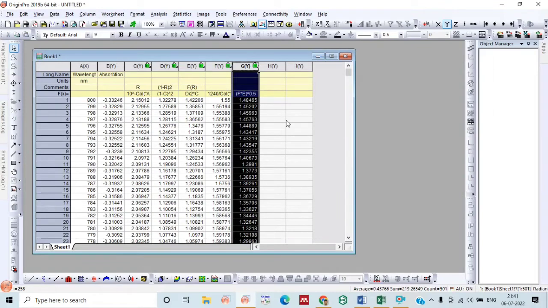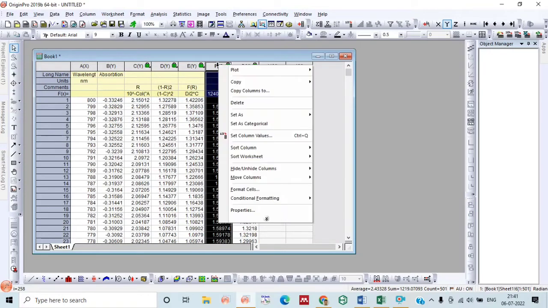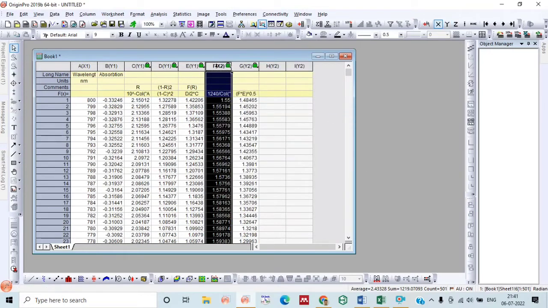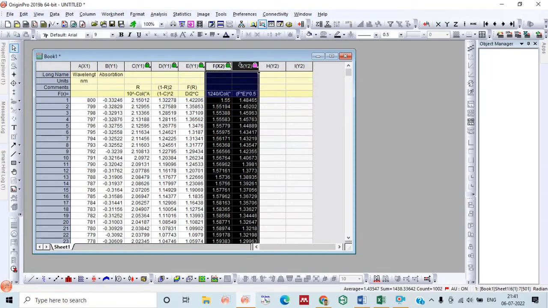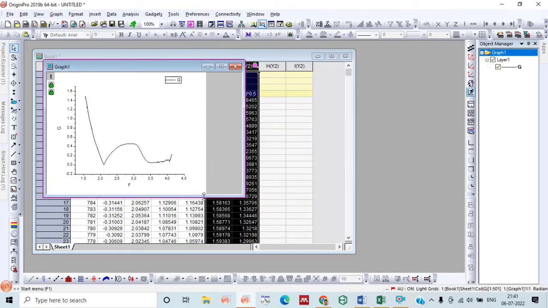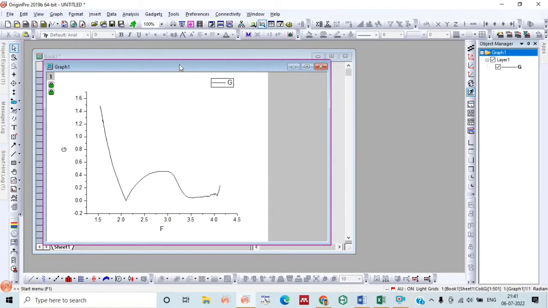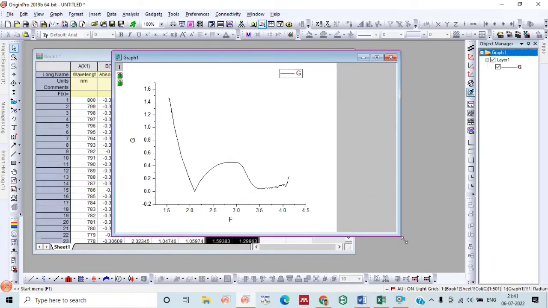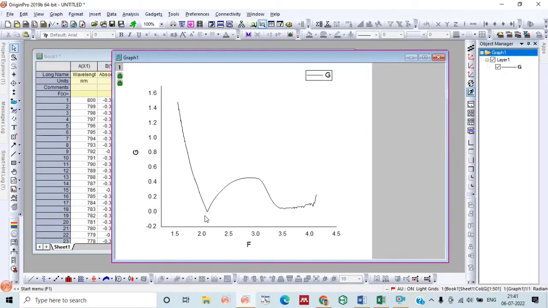Now set the F column as X axis and drag F and G axis and see the graph. You will find the Kubelka-Munk plot here. Now for a clear image, we will rescale both X and Y axis.